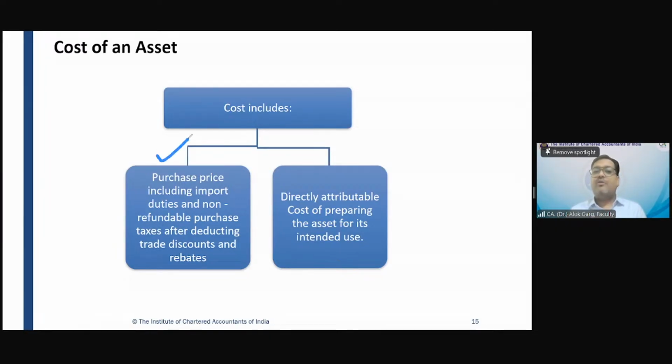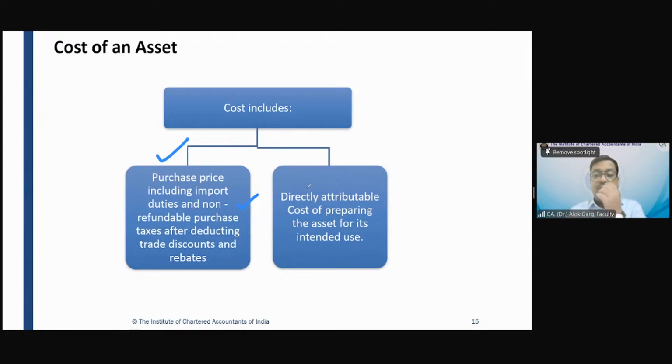So these two boxes are typically the same. What is the cost? It includes purchase price plus import duty plus non-refundable purchase taxes minus trade discount and rebate. What is meant by non-refundable purchase taxes? For example, GST. If you get the GST input refund, it is not part of your intangible asset cost.